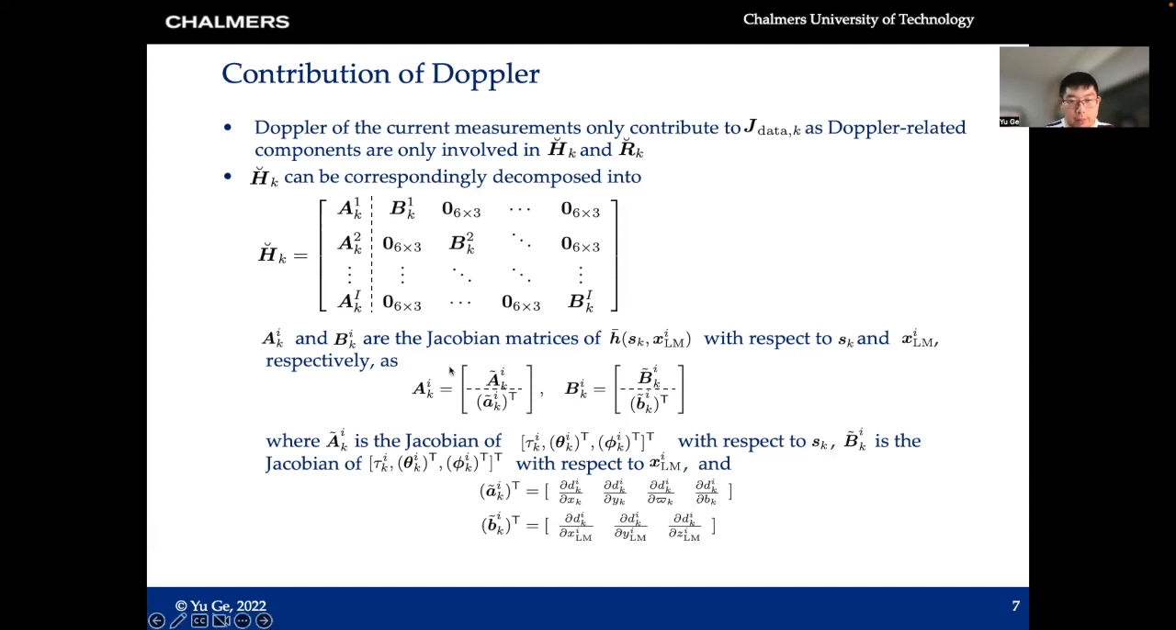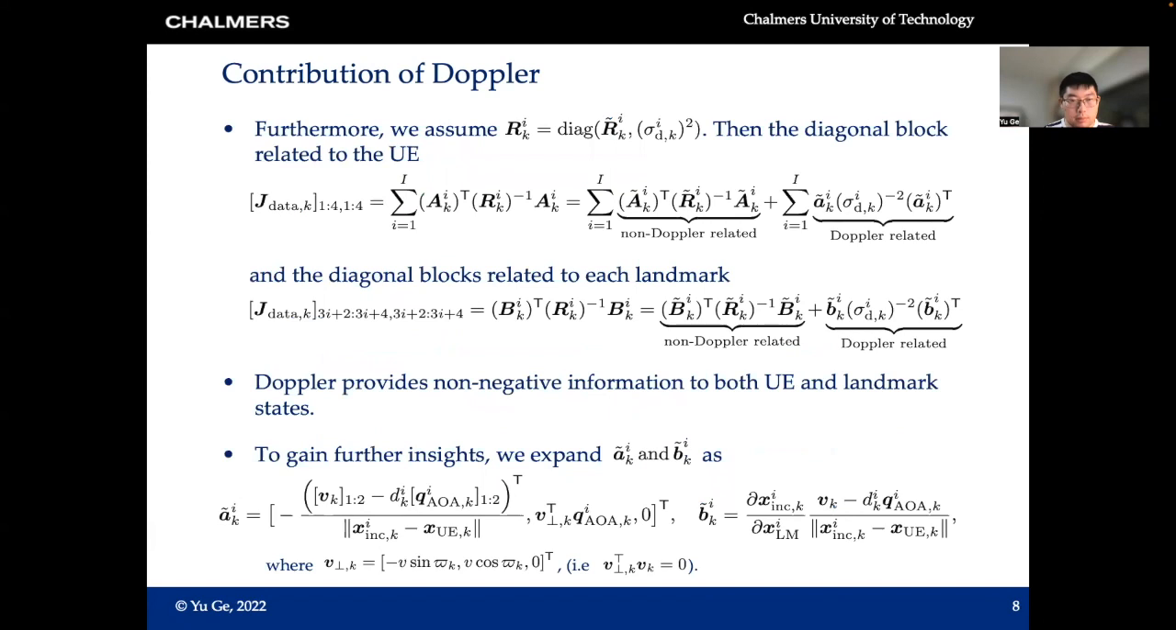Then we can further decompose the Jacobians A and B into Doppler-related parts and non-Doppler-related parts. And these are how the non-Doppler-related parts are calculated. As we assume the measurement covariance is a diagonal matrix, the diagonal block related to the UE and each landmark can be derived by these two equations. And clearly, Doppler provides non-negative information to both the UE state and the landmark state, as these two parts are non-zero.